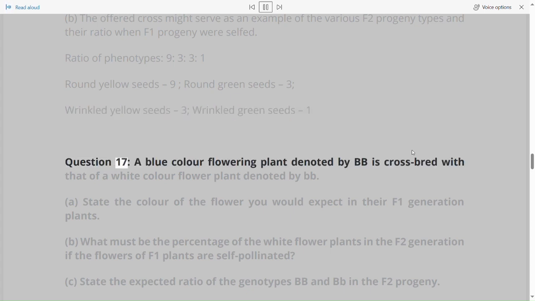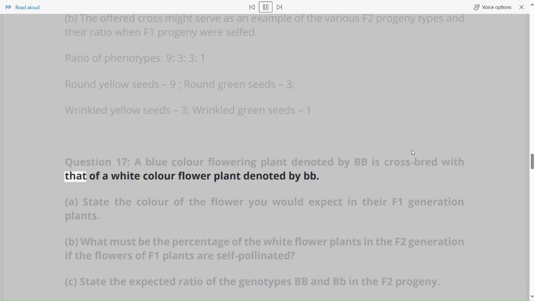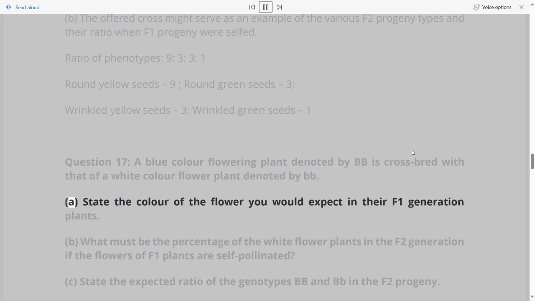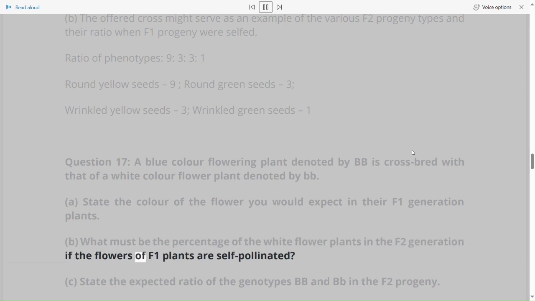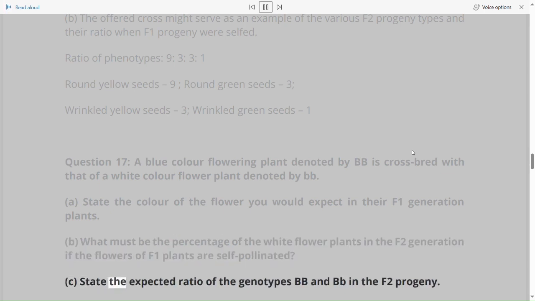Question 17. A blue color flowering plant denoted by BB is crossbred with a white color flower plant denoted by bb. A. State the color of the flower you would expect in their F1 generation plants. B. What must be the percentage of the white flower plants in the F2 generation if the flowers of F1 plants are self-pollinated? C. State the expected ratio of the genotypes BB and Bb in the F2 progeny.